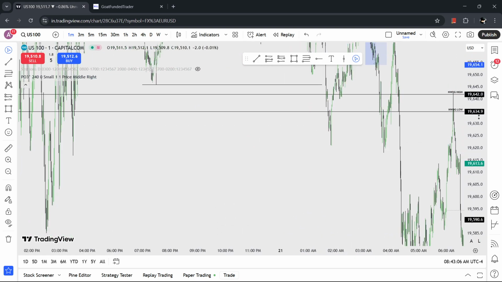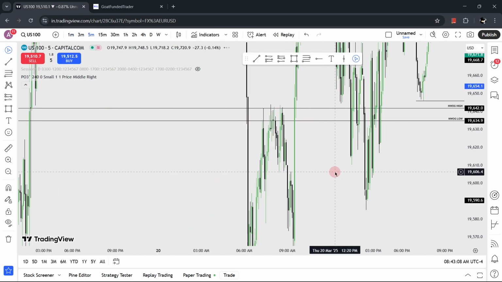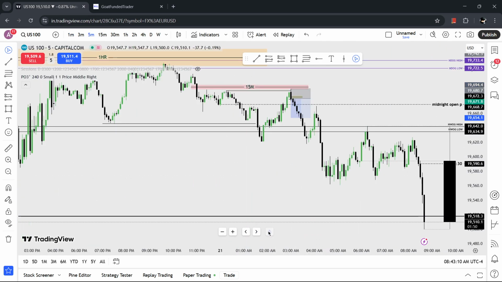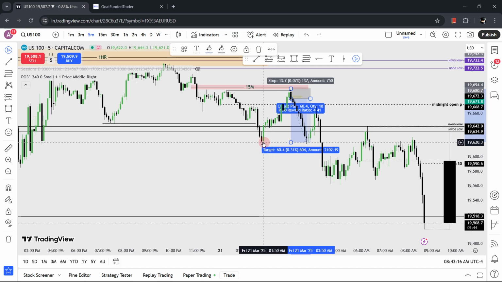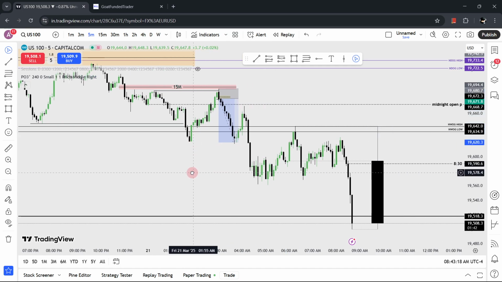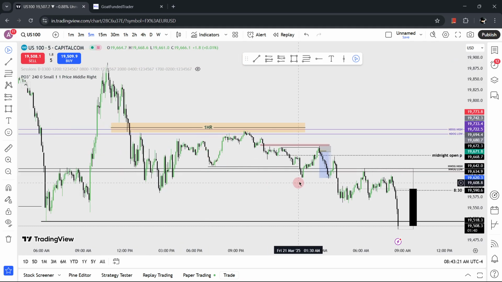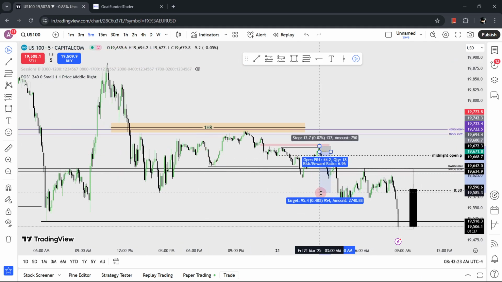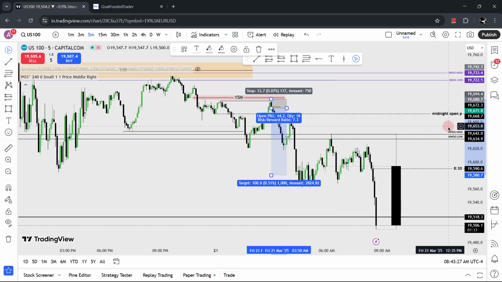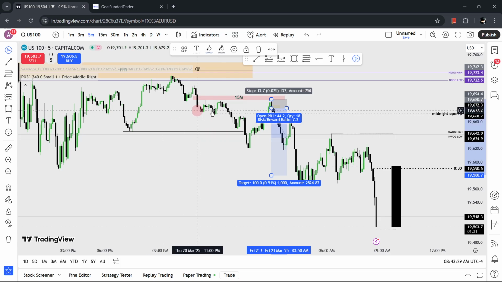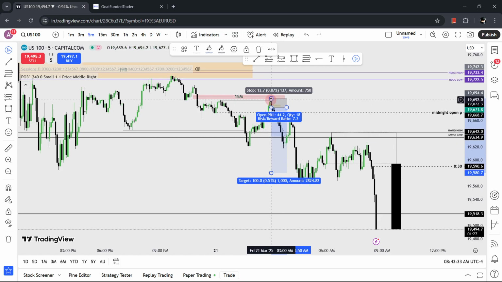And this low right here is going to be your, sorry, not that low, this low. This low right here is going to be your target. So that's what I could have entered for a better confirmation.